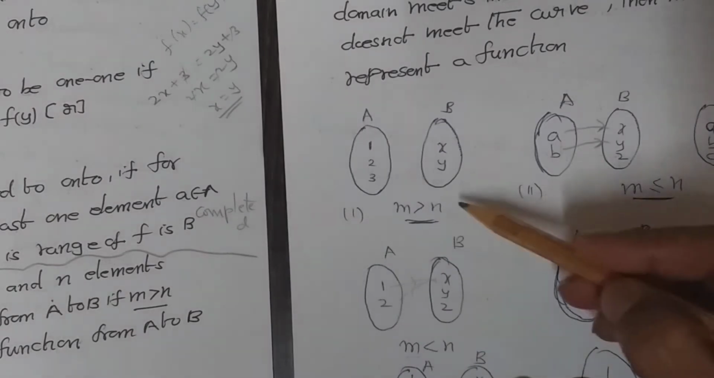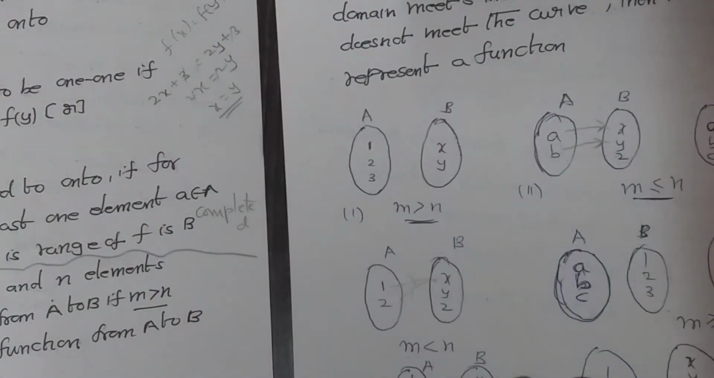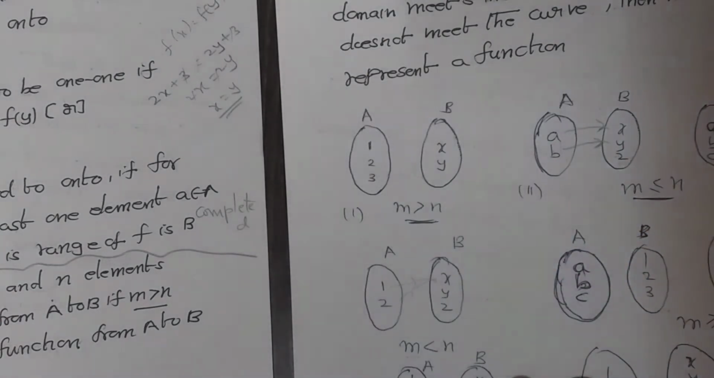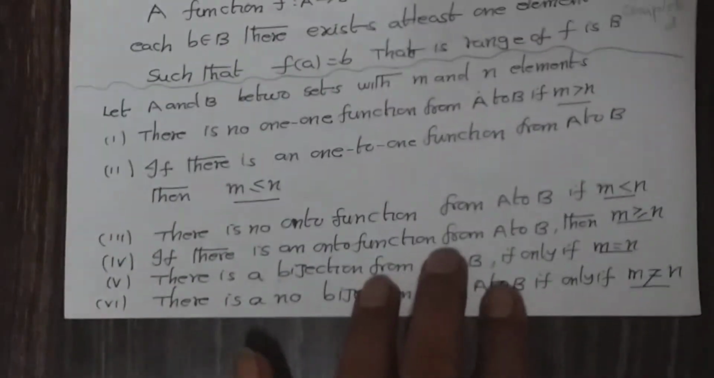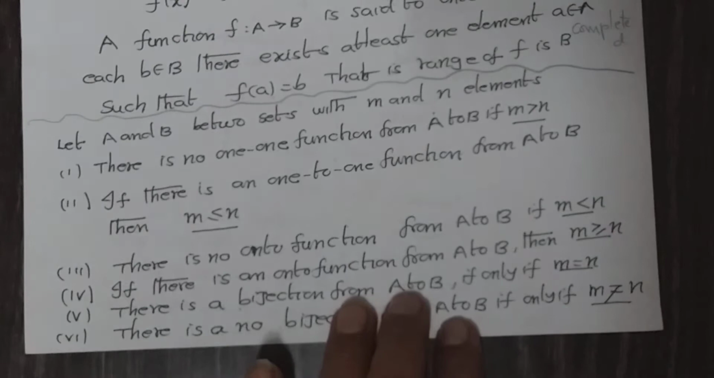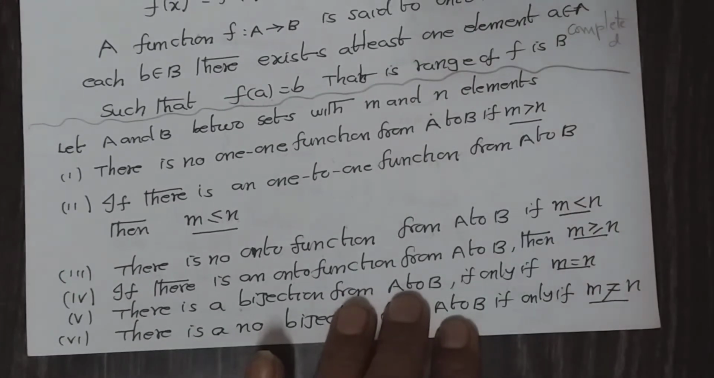Okay. Similarly, when M is greater than N, there is no one-to-one function. Okay. With simple examples, we can tell very easily. Okay, students. Now, fourth point. What is the fourth point? If there is an onto function from A to B, then M is greater than or equal to N. That means M should be greater than or equal to N.